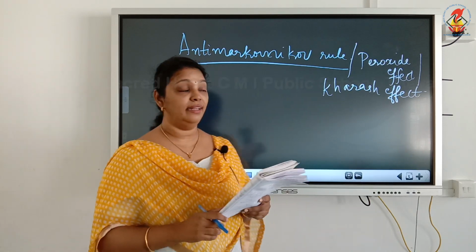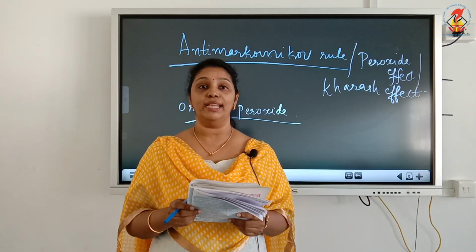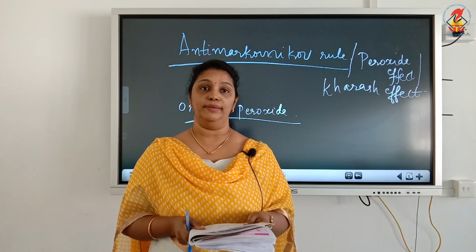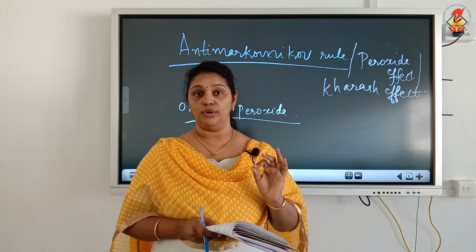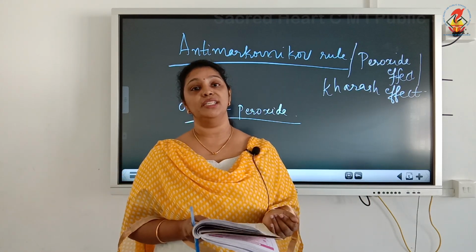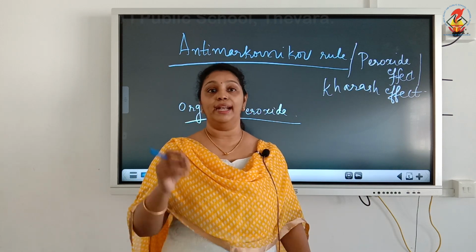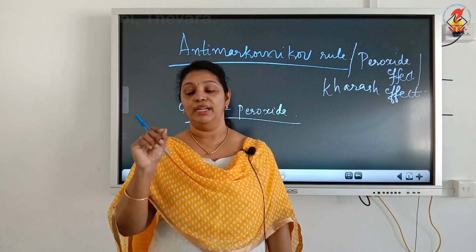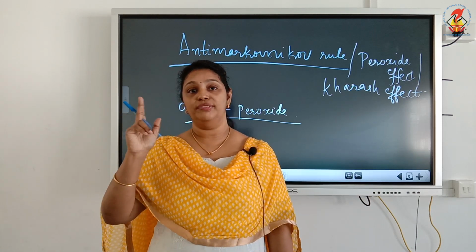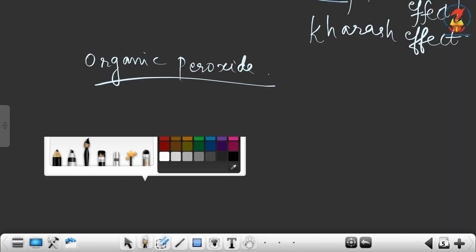In the presence of organic peroxide, so Anti-Markovnikov rule takes place in the presence of organic peroxide. The addition of hydrogen halide to unsymmetrical alkene takes place opposite to Markovnikov's rule. So that is Anti-Markovnikov's rule. What will happen? Means, according to Markovnikov's rule, the negative part of the addendum will add to the carbon with less number of hydrogen. But in presence of organic peroxide, the negative part of the addendum will add to the carbon with more number of hydrogen. Now, example for organic peroxide is benzoyl peroxide.